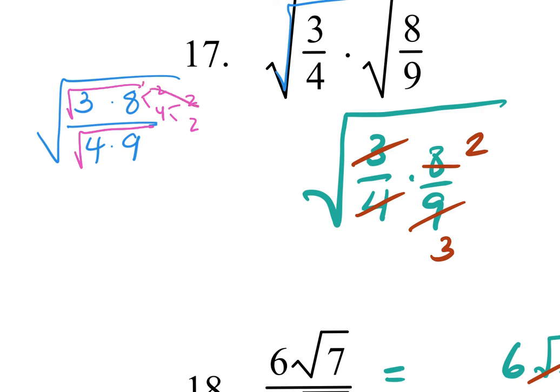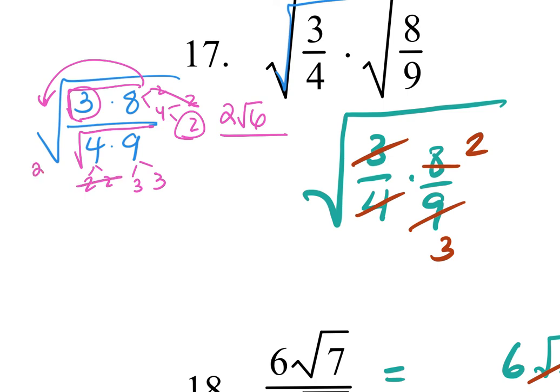A pair of 2's goes to the outside, so the 2's on the outside of the numerator. 3 and 2 don't have a pair, so it goes underneath as 6. The denominator, 4 becomes 2 and 2, and 9 becomes 3 and 3. So I can bring out a 2 and I can bring out a 3. So my denominator is 6. And now I can go one step further because 2 goes into 6 and they're both outside the radical. And I'd get square root 6 over 3.